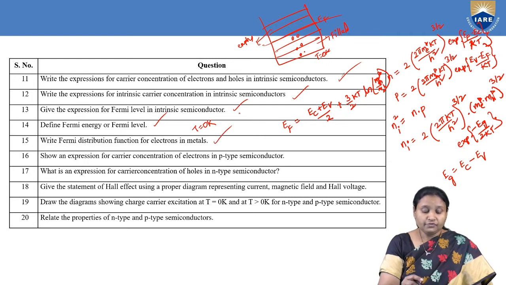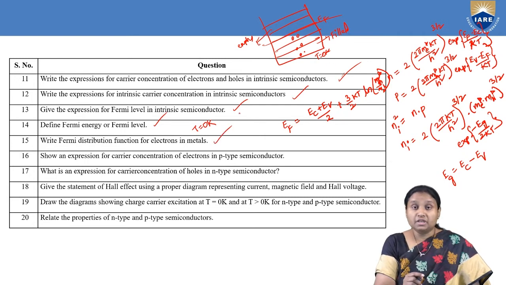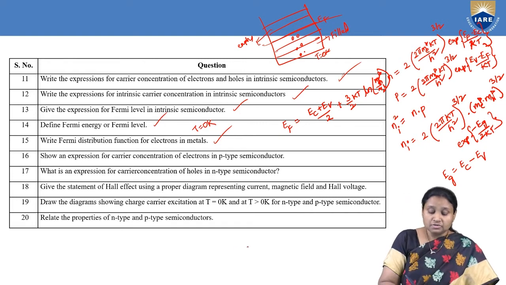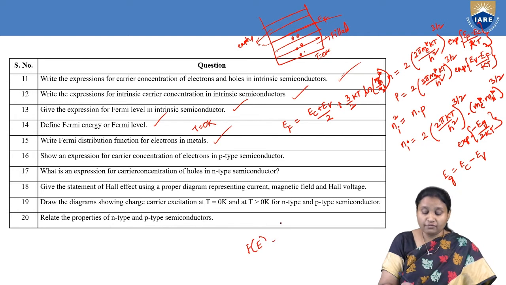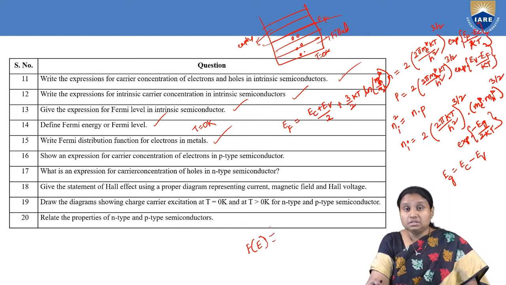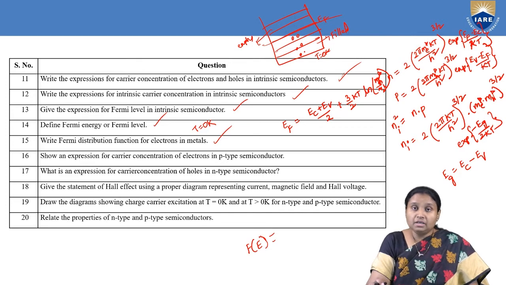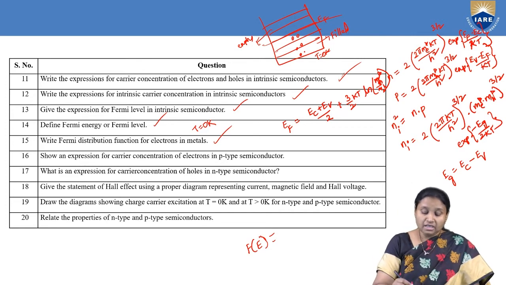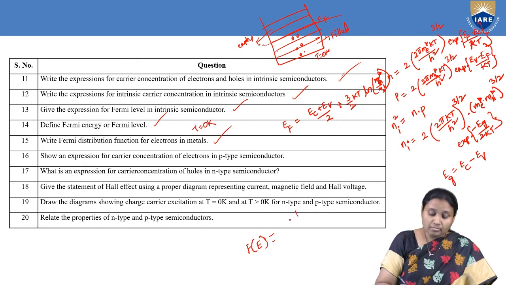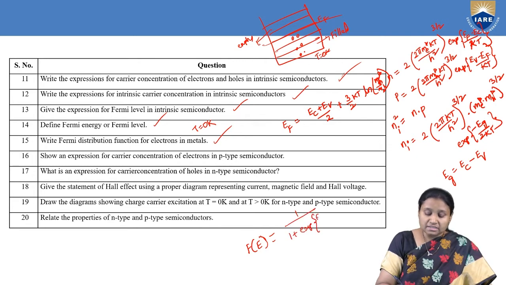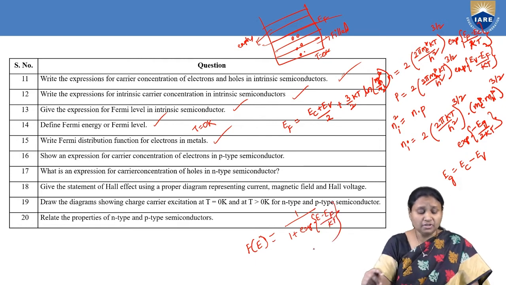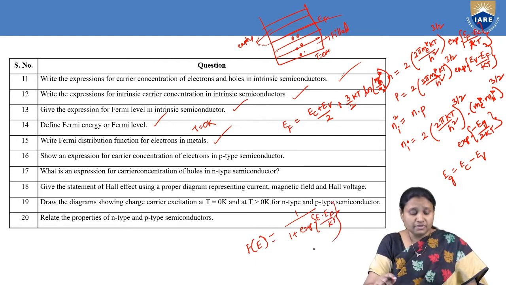Then write the Fermi distribution function for electrons in metals. So this Fermi distribution function is given as f(E). And what does it indicate? It indicates the probability of an electron occupying a particular energy level, and it is given as 1 by 1 plus exponential (E minus EF) by kT. This is the expression for the Fermi-Dirac distribution function.